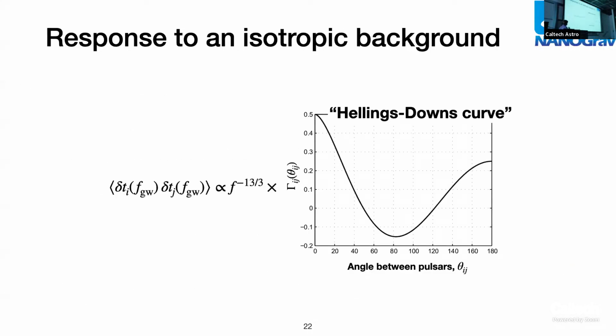So in the end, this cross correlation here is proportional to this f to the -13/3 if we're talking about supermassive black hole binaries for our signal, multiplied by some correlation coefficient. So if pulsar I and pulsar J are separated by say 60 degrees, then the gravitational wave pieces, if we cross correlate them for these two pulsars, we're going to see something that looks like the spectrum of gravitational waves, but modulated by some correlation coefficient.